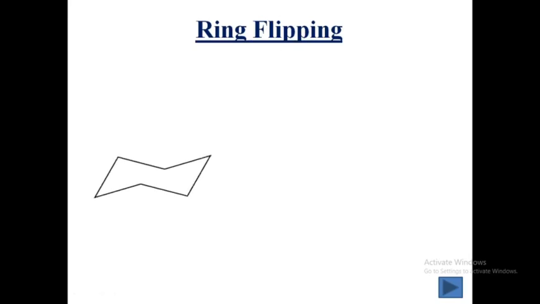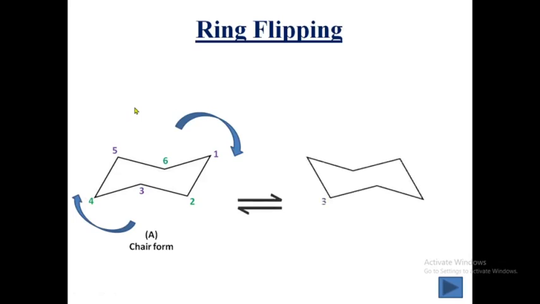Suppose you have this chair form, A chair form. So it has 6 carbons. If I just push carbon number 1 from the upper side and pull carbon number 4 to the upper side, so what will happen? Carbon number 1 will go down and 4 will go up. So it will be converted into this conformation. So see, carbon number 1 is going down and carbon number 4 is going up.